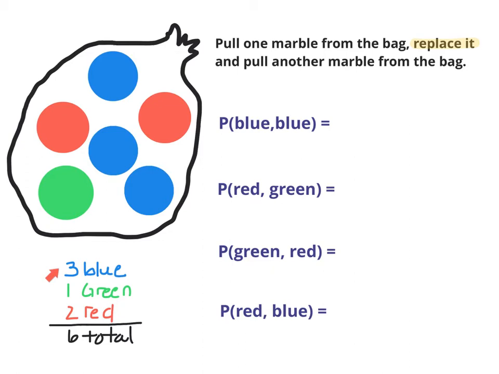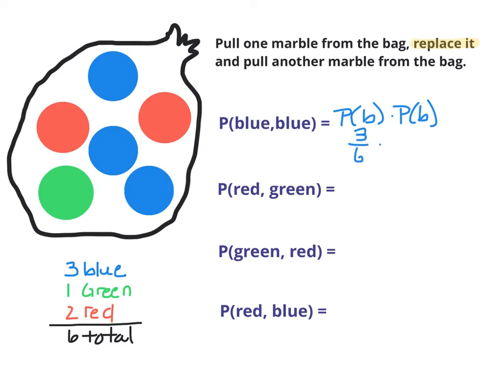We have 3 blue marbles in the bag, 1 green, and 2 red, for a total of 6 marbles. These are the numbers we are going to use for our probabilities within this problem. The first problem is, what's the probability of pulling a blue from the bag, replacing it, and then pulling another blue marble from the bag? So I want to know the simple probability of pulling a blue marble first, replacing it, and then pulling another blue marble. Well, the probability of pulling a blue marble, there are 3 of them in the bag out of 6. So the probability of pulling a blue marble from the bag is 3 out of 6.